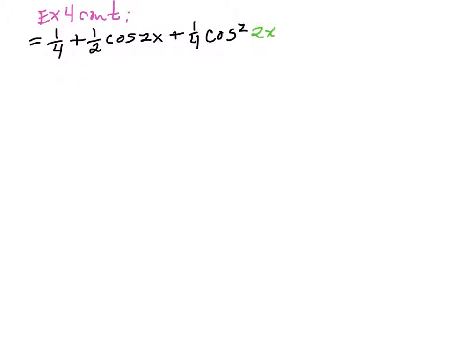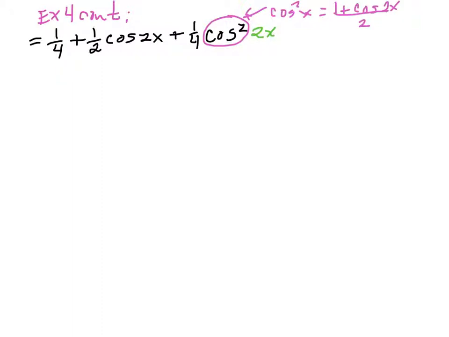Don't we have a power reducing formula for cosine squared? Isn't the power reducing formula for cosine squared of x, plain x, not a 2x, equal to 1 plus the cosine of 2x over 2? Right.